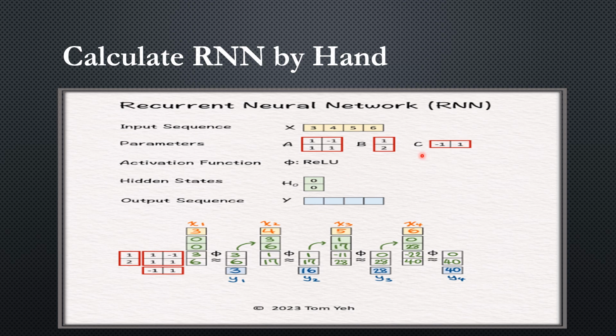Here we are given the hidden states which are initialized to 0, 0. We have the first input x1 and the hidden state 0, 0. These are linearly combined using weights A and B, followed by a non-linear activation function, ReLU, to calculate the new hidden states. Now these hidden states, 3 and 6, are linearly combined using the weight C to obtain the first output, and we'll repeat steps 1, 2, 3.